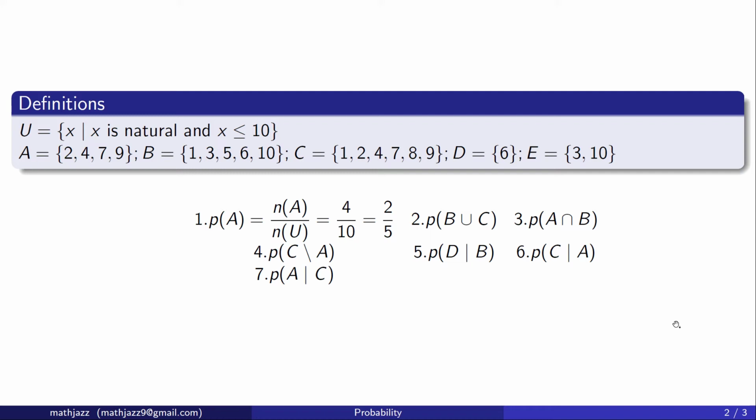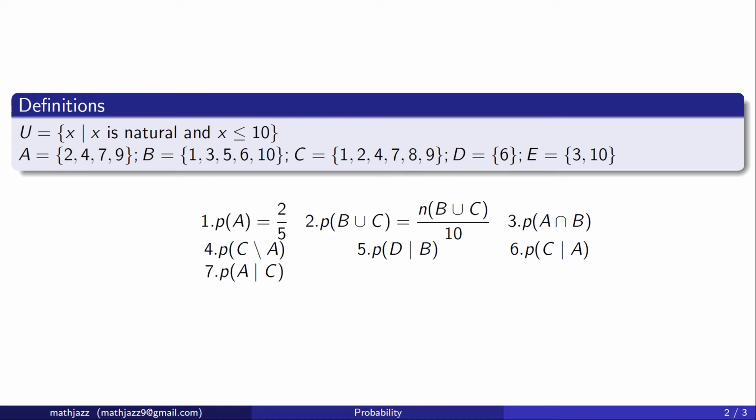So the next thing we want to calculate is the probability of B union C. That'll be the number of elements in B union C over the number of elements in U, which is 10. And I'll just write 10 for the rest of the problems.